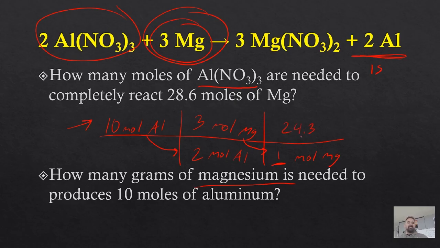24.3. That's it. Now grab your calculator. We're going to do 10 divided by 2. Hit enter. Multiply by 3. Hit enter. And then multiply by 24.3. And then what's our answer going to be? 364.5 grams. And what's the unit? Grams of magnesium. All right, grams of magnesium.